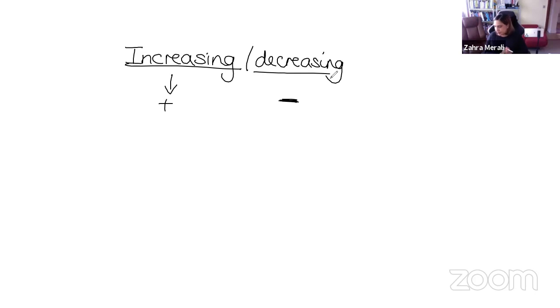So if somebody gets, and they won't necessarily use the word increasing, decreasing, they might say better, worse, someone gets better or worse or something. Somebody has more or less.